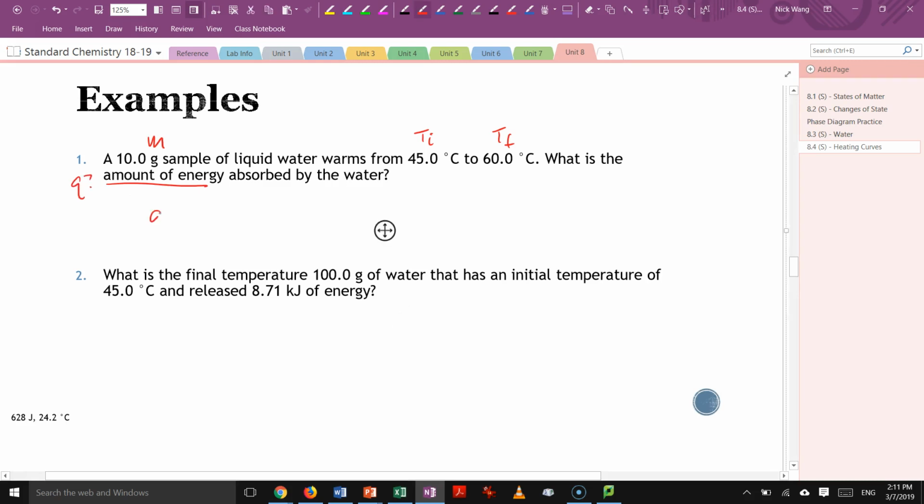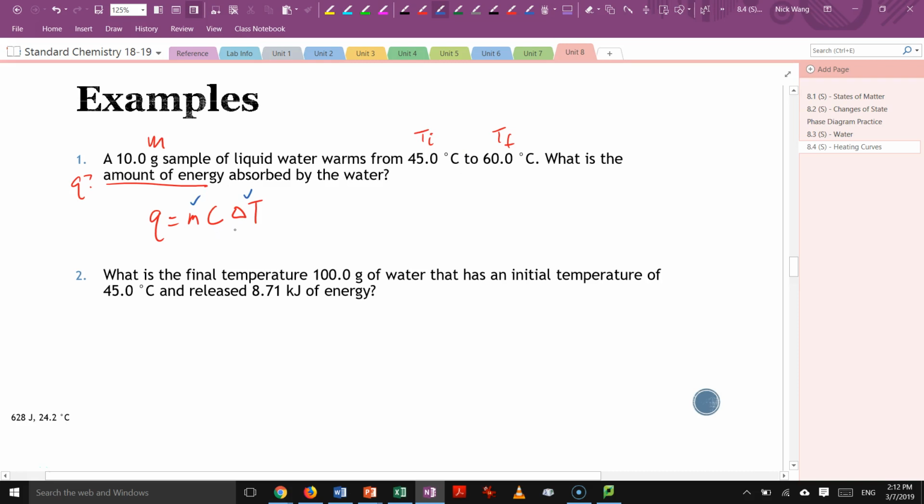I'm going to use that expression Q is equal to M times C times delta T. I'm going to leave off those multiply signs. You get the idea. And try this one more time. What do we know we have? We have mass. We can kind of get delta T. You can kind of see where this is headed. But then what about C?